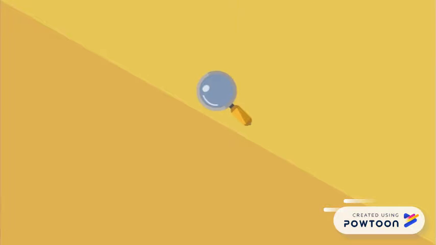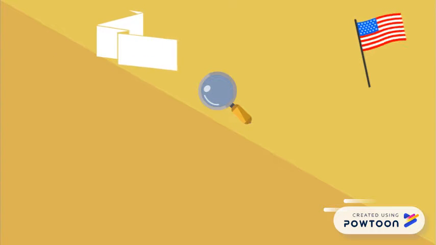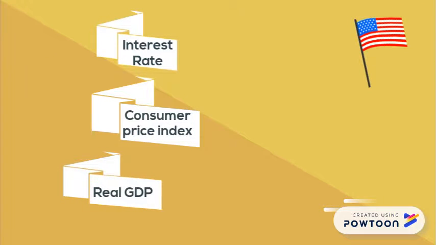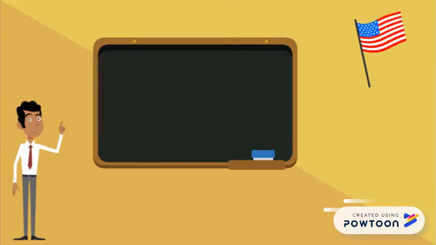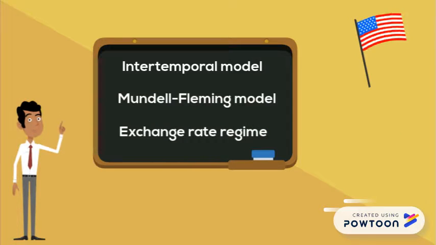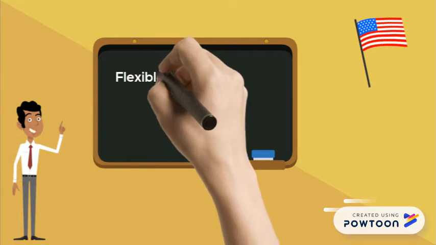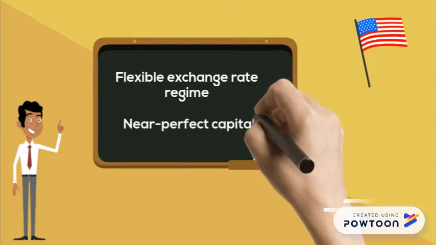In this report, we examine the current state of the economy of the United States of America using key macroeconomic variables such as the interest rates, consumer price index, real GDP, consumer sentiment, balance of payments and government debt. Economic theories such as the intertemporal model, Mundell-Fleming model, as well as the country's exchange rate regime are used as part of the research. The U.S. economy is an open economy that adopts a flexible exchange rate regime and has near perfect capital mobility, which formulates fiscal policy, interest rate and money supply.